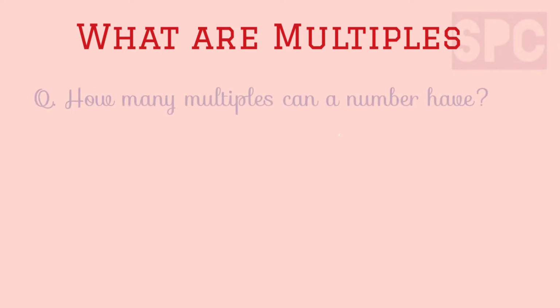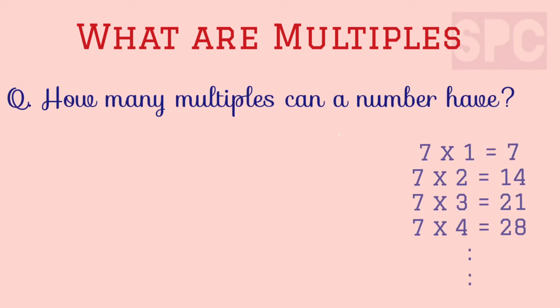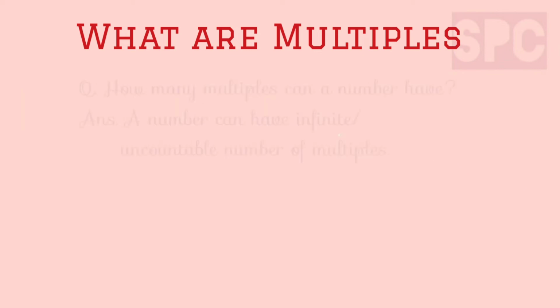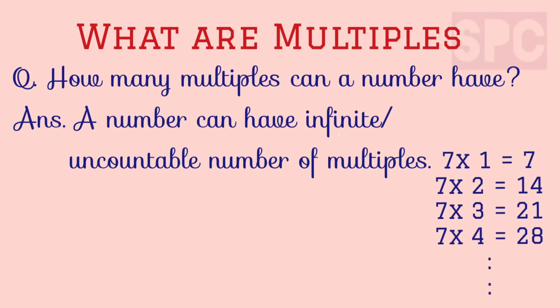Children, as we have infinite numbers with which we can multiply any number, like in this case 7, we can multiply 7 with 1, 2, 3, 400, 500, 9,000, 20,000 and the numbers are endless with which we can multiply 7. So you can say that multiples of any particular number are infinite, uncountable. There are uncountable multiples any number can have. Now let's move on to factors.